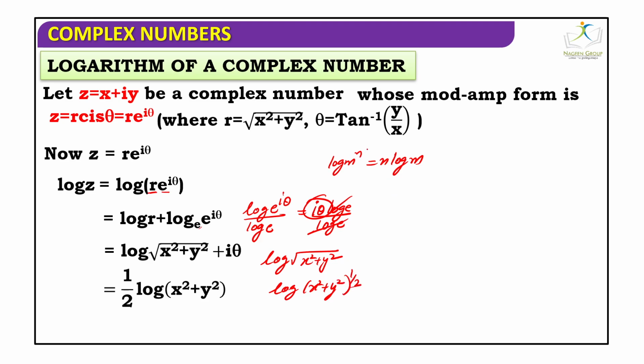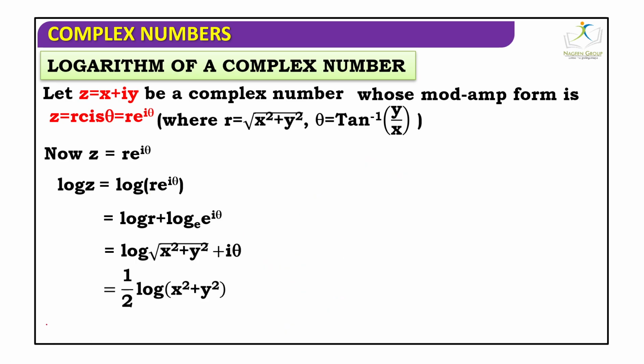And this formula says to take the power at the start as a multiplication. So if you take this 1 by 2, it is 1 by 2 logarithm of x square plus y square, right friends? So this is what is written here: 1 by 2 log of x square plus y square plus iota tan inverse of y by x. So this theta value we are replacing here with tan inverse of y by x.